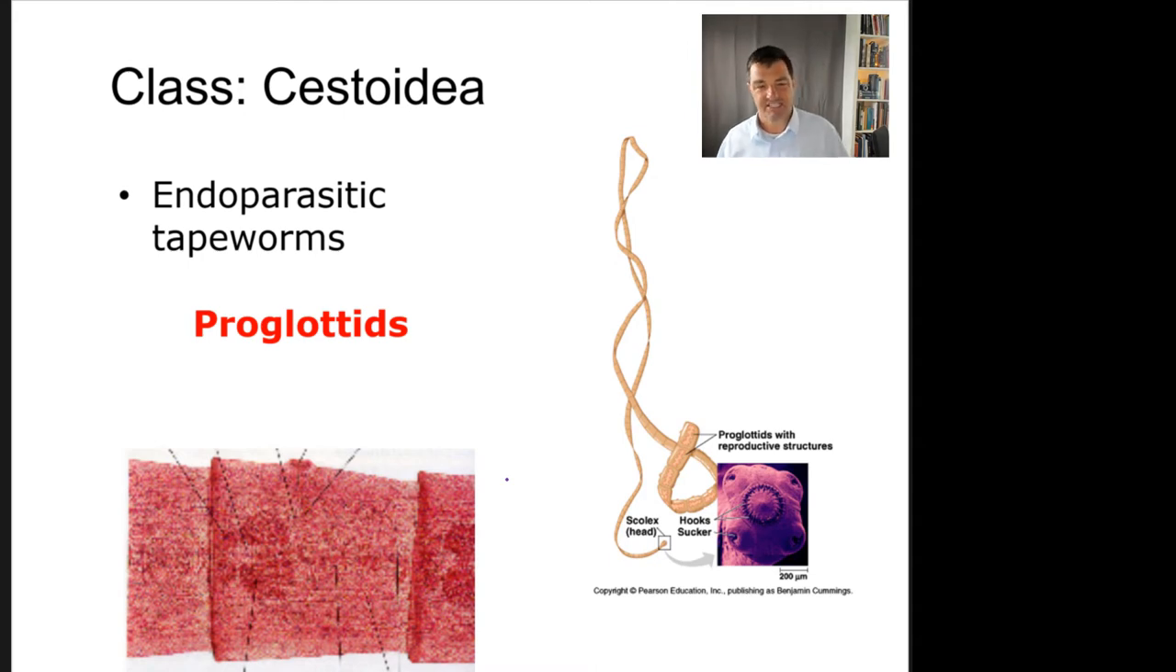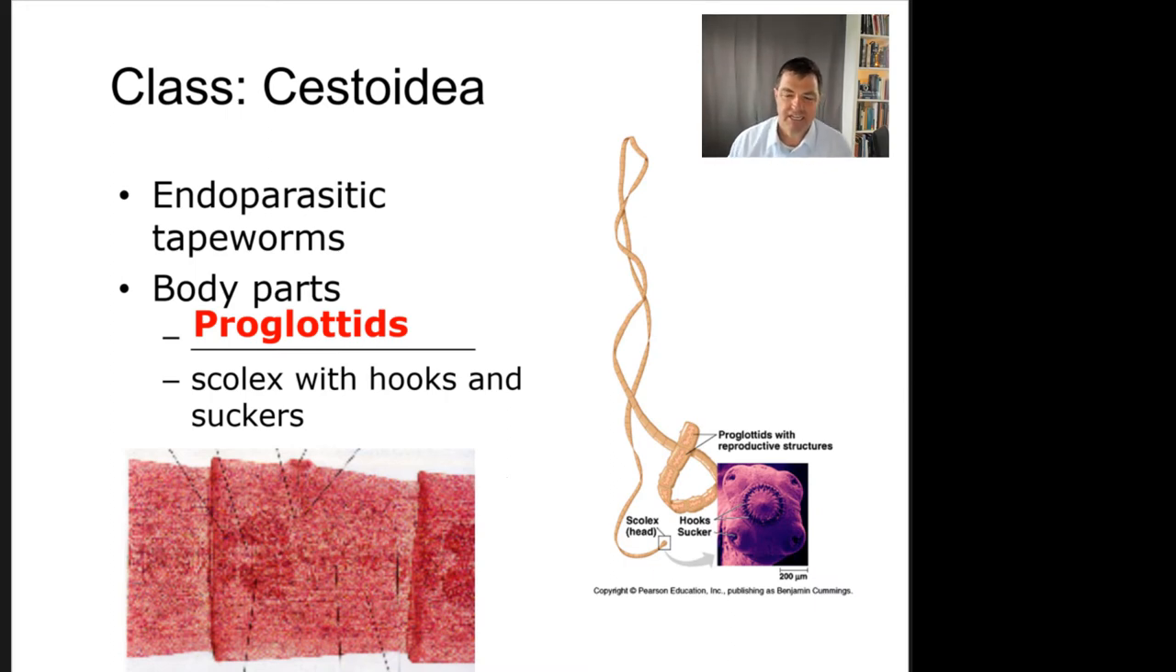Okay, the next group is the class Cestoidea, and these are the endoparasitic tapeworms, of which there's a bunch. Almost each species of animal has its own kind of tapeworm. They have these repeated body segments called proglottids. And they have this head here that we call a scolex, and it has hooks and suckers on it. These are the hooks here, and this thing grabs onto the side of your intestines and hangs on inside, and then the long tapeworm part, like a ribbon, absorbs the nutrients.